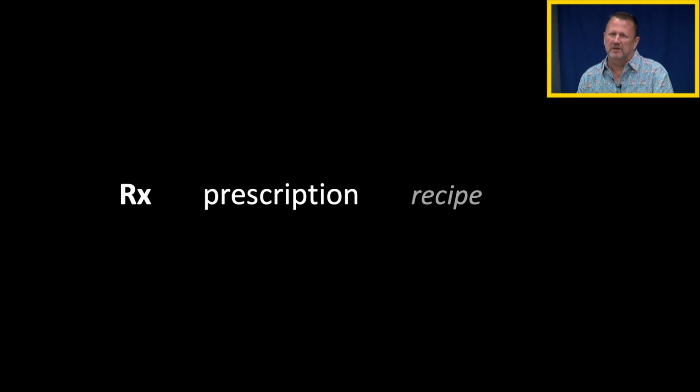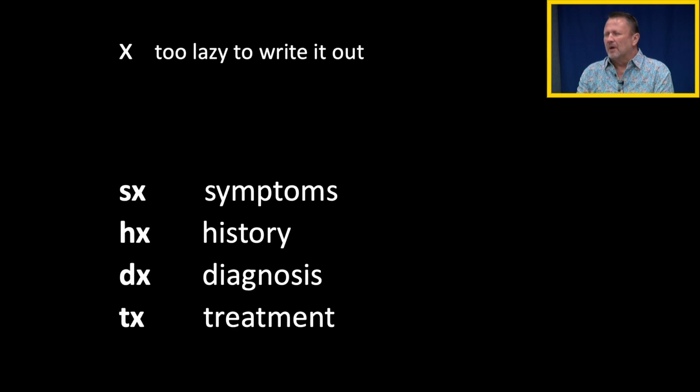RX means recipe, it means prescription, and you guys know that. OTC is over the counter. That means the law says that instructions can be used for the general public to use this medication safely. OTC, over the counter. X is the abbreviation for, we're just too lazy to write the rest of it out.